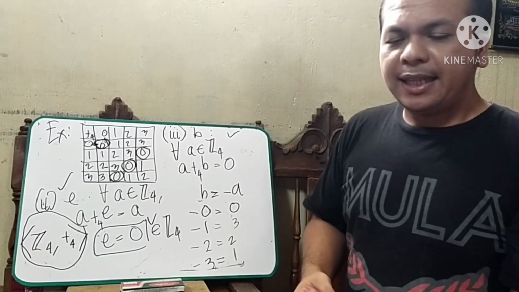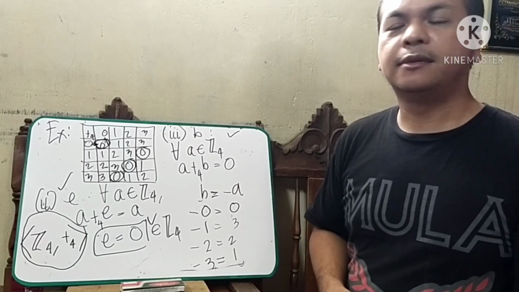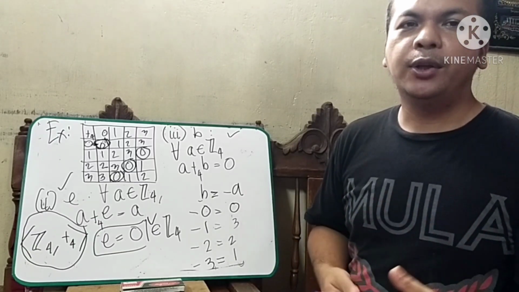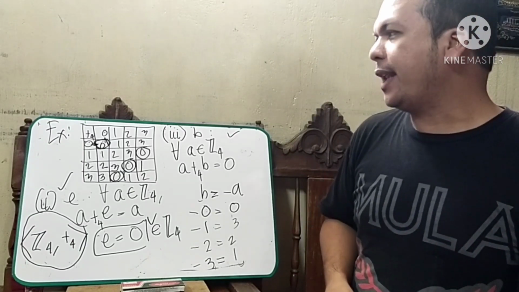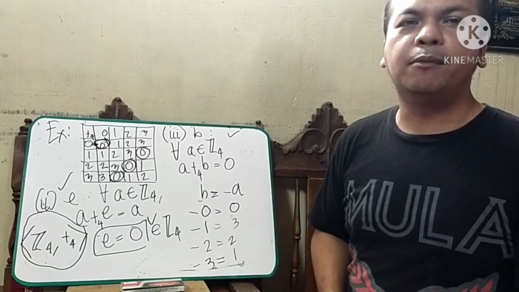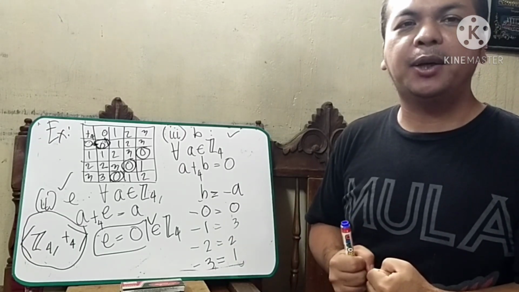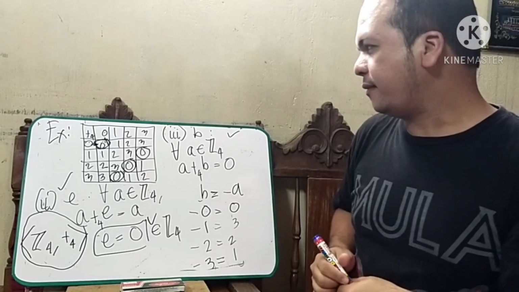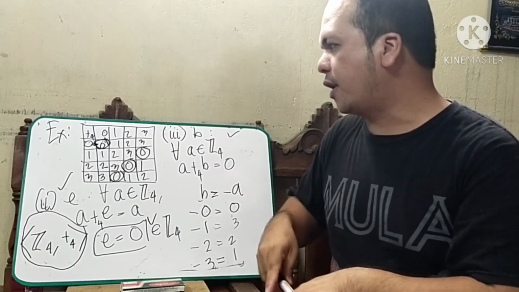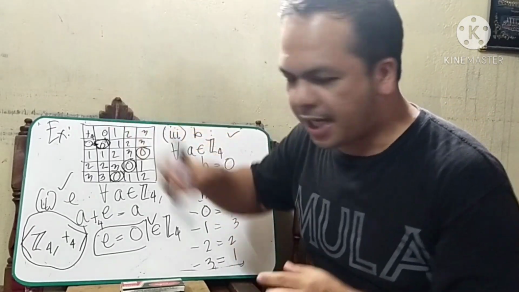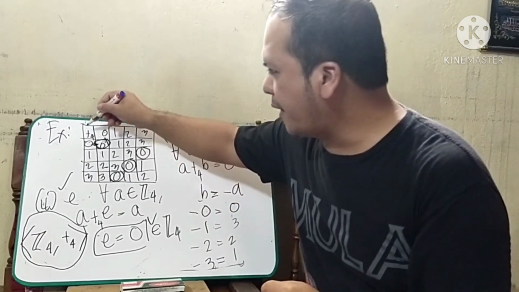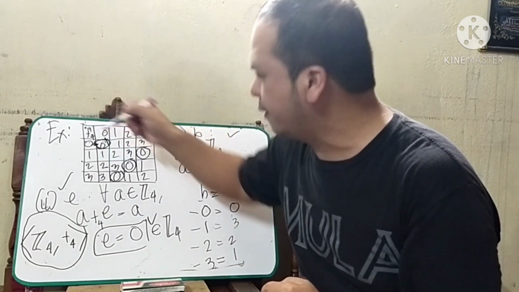Now, what if I'm going to change the operation from addition modulo 4 to multiplication modulo 4? What happens to the set with respect to multiplication modulo 4? Will it become a group? So, we will change from addition modulo 4 to multiplication modulo 4.